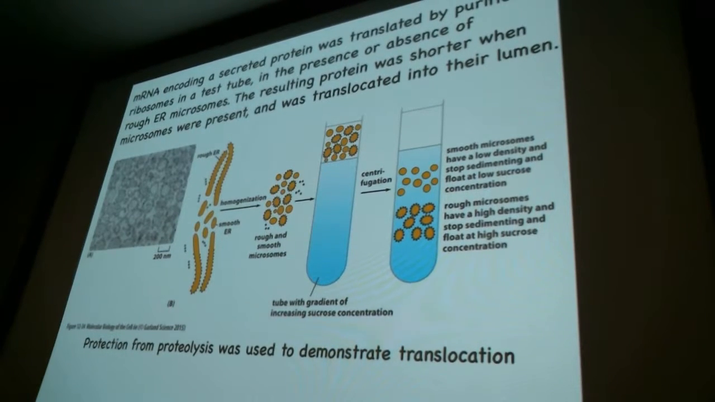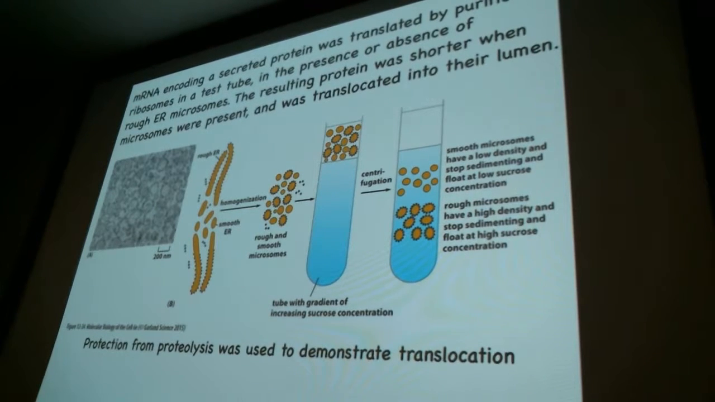And of course, there are more details to this. You don't just homogenize, you also do density centrifugation. And doing this centrifugation in these gradients, it's possible to isolate fractions that are more dense because they have the ribosomes.